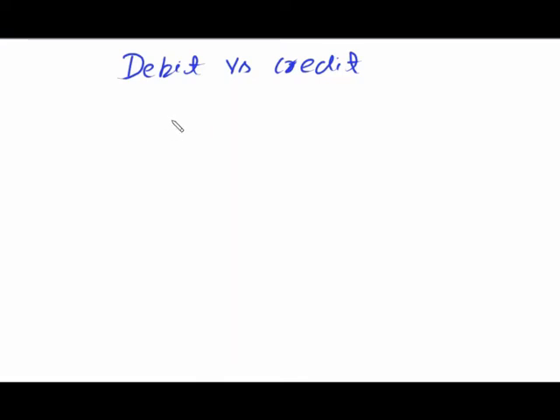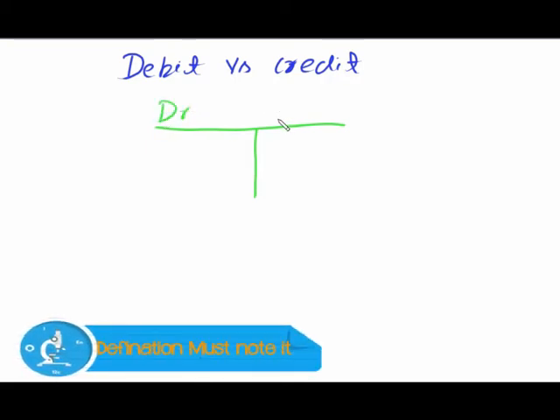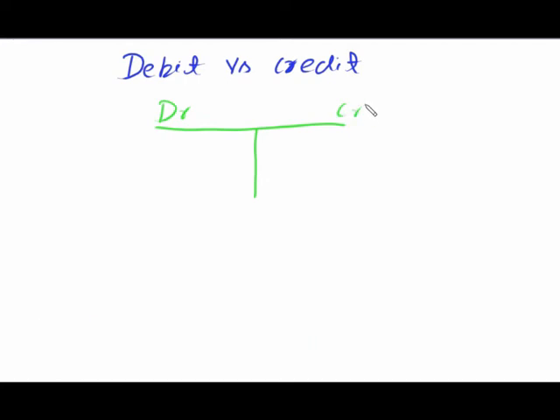Now, when anybody says to you what is debit and what is credit, the first thing that comes in your mind is a T account. The left side of the T account is the debit side and the right side of the T account is the credit side. Mostly this question is put in multiple choices. What is debit? What is credit? There are a lot of options given below.